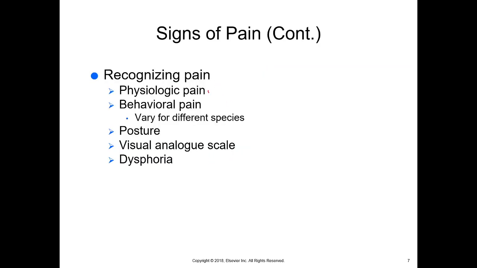So we need to recognize physiologic pain versus behavioral pain. Behavioral pain will be different for different species. Looking at their posture and using our visual analog scale. We also have to take into account that they may be experiencing dysphoria, which is not really pain. It's a feeling of disconnectedness between the brain and the body that's a little bit scary. And so that's more of an anxiety issue that we need to address in a different way.